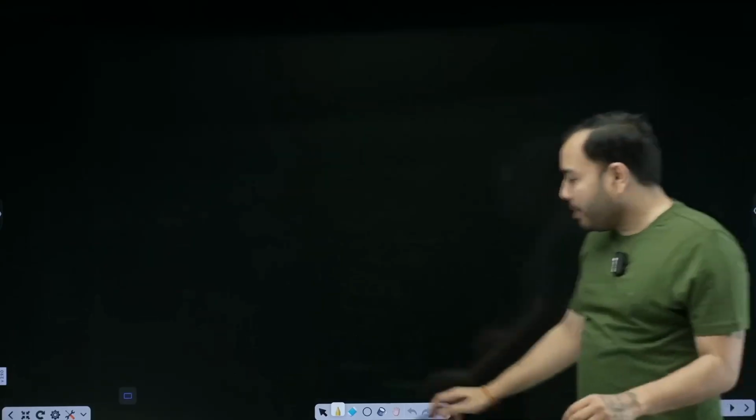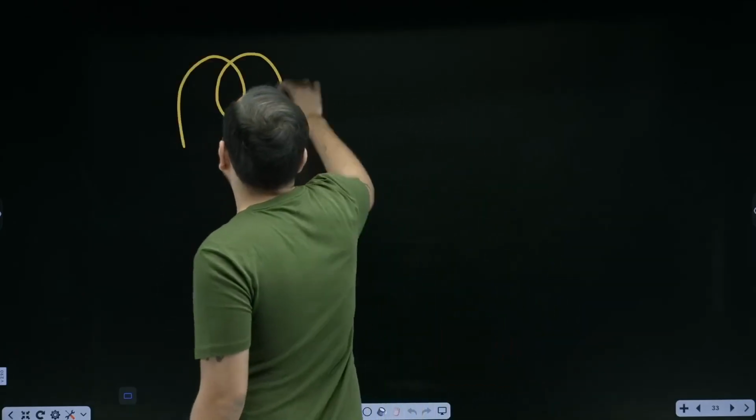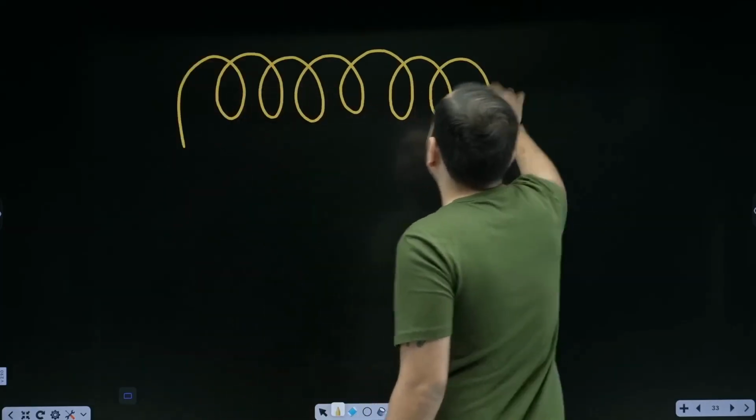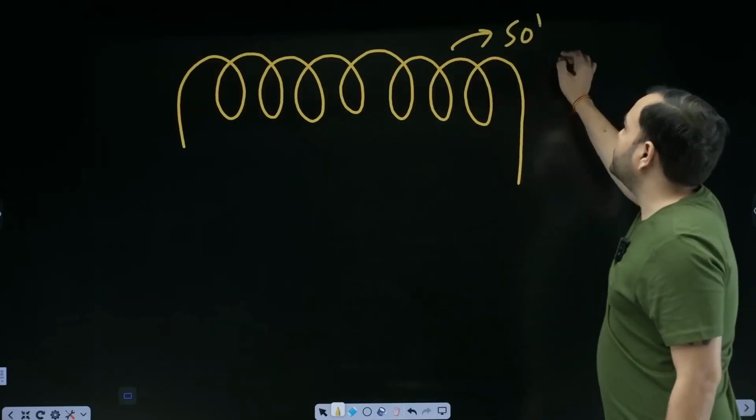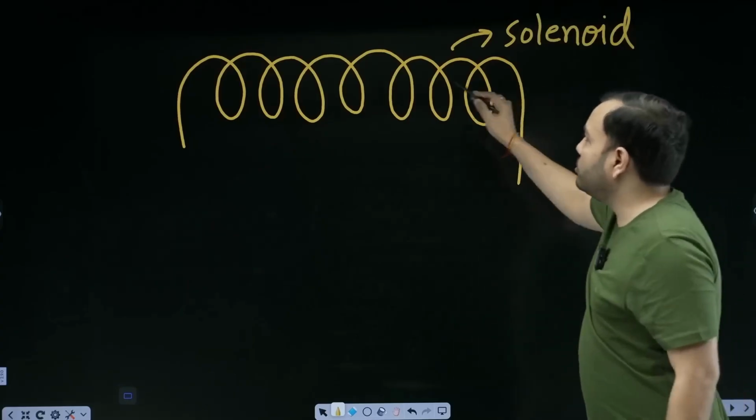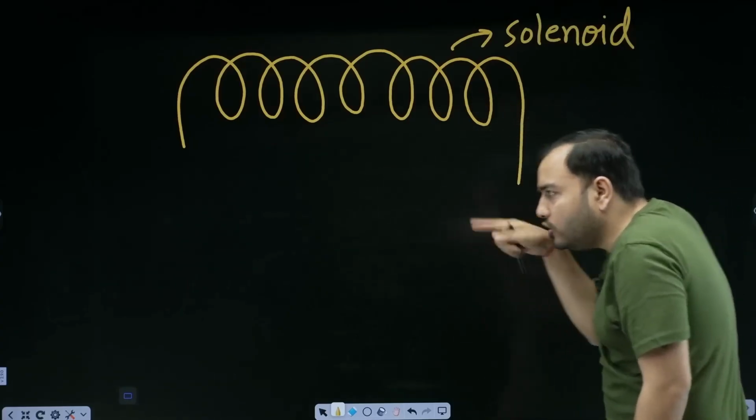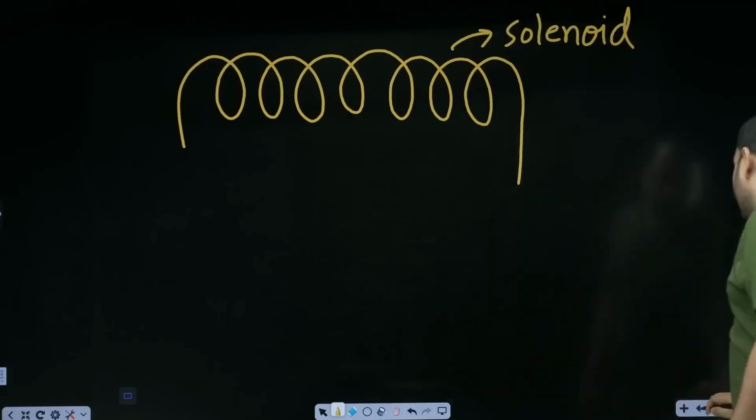Now what is a solenoid, beta? Have you seen a spring? Yes. So if you have a wire in the form of a spring, like this, you call it a solenoid. Simple. You give a wire the shape of a spring. What is there in a spring? 1, 2, 3, 4. A lot of circular turns are there. So this is called a solenoid.